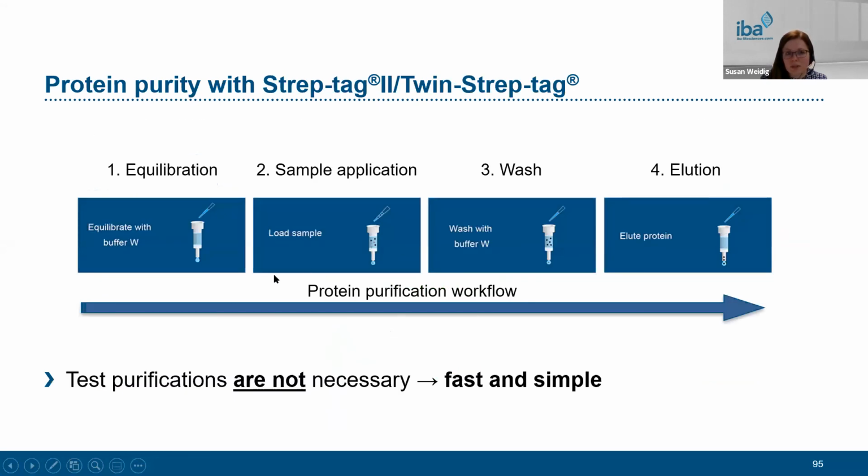As for the his-tag based protein purification, you have 4 steps for your purification. You have the equilibration step, the sample application, the washing step and the elution step. And you do not have to optimize the wash step and elution step, because for each protein you can take the same protocol and do not have to do optimization steps, and so you will be faster and it will be simpler for you if you take the twin strep tag or the strep tag 2.